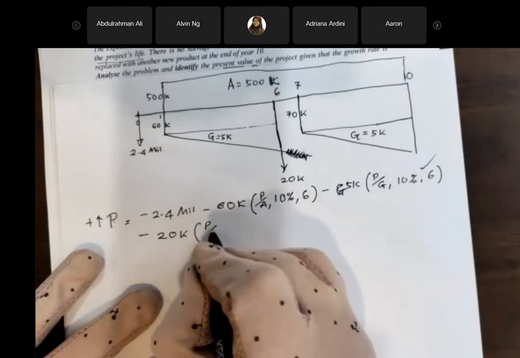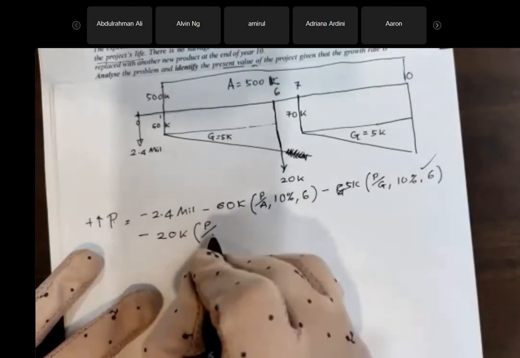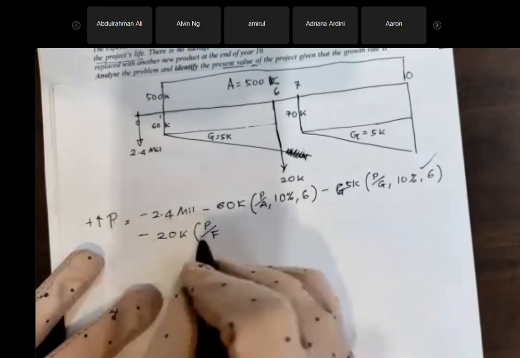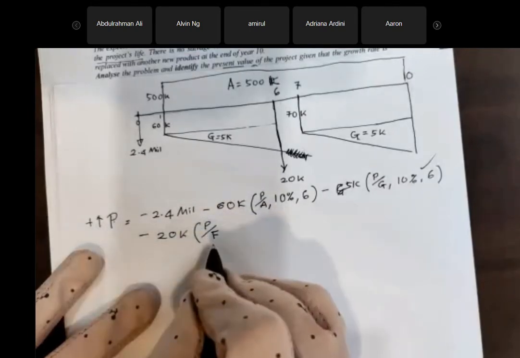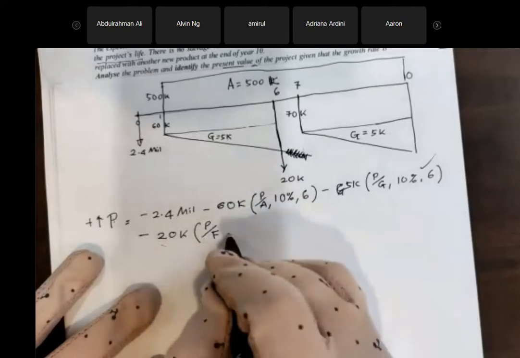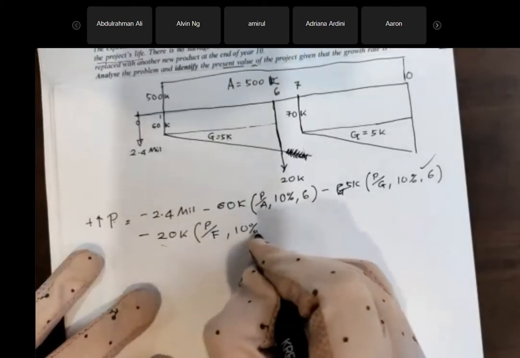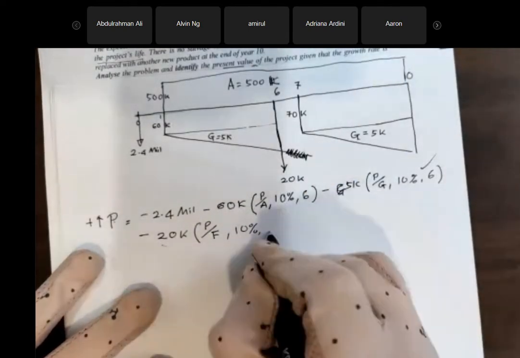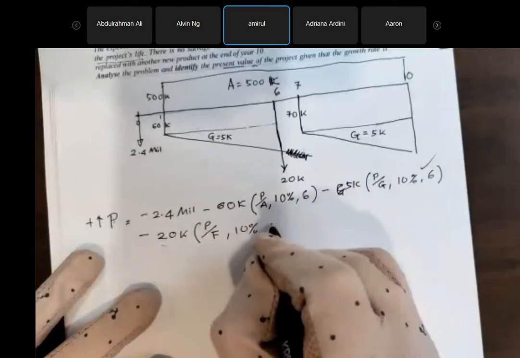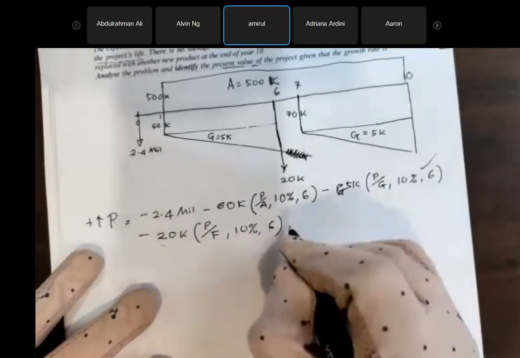You want to find P. What is given here? It is F. You want to find P. The given is F. Okay, then 10%. Then, what is the year? 6. F is 6. Okay, next.